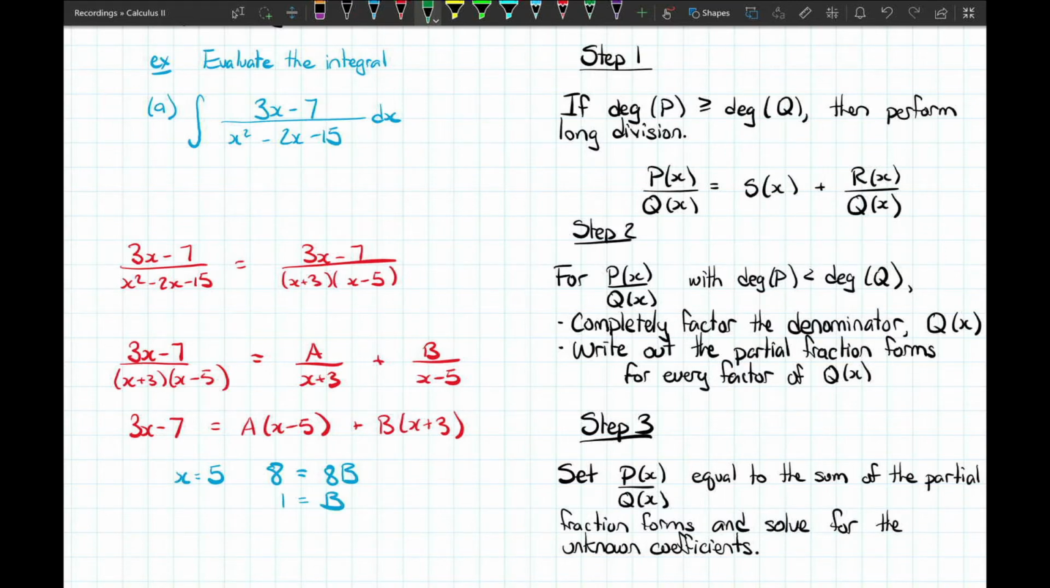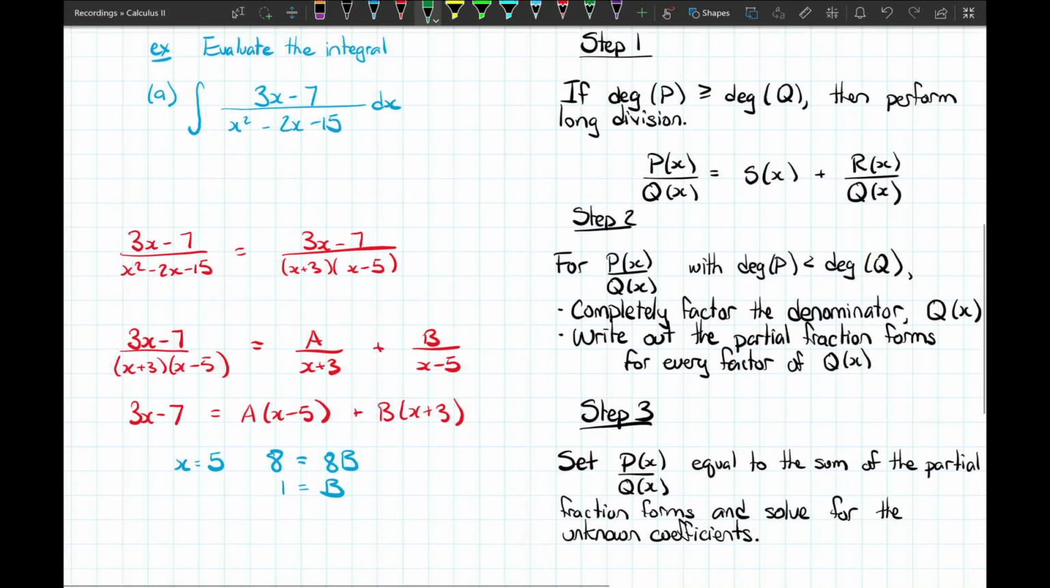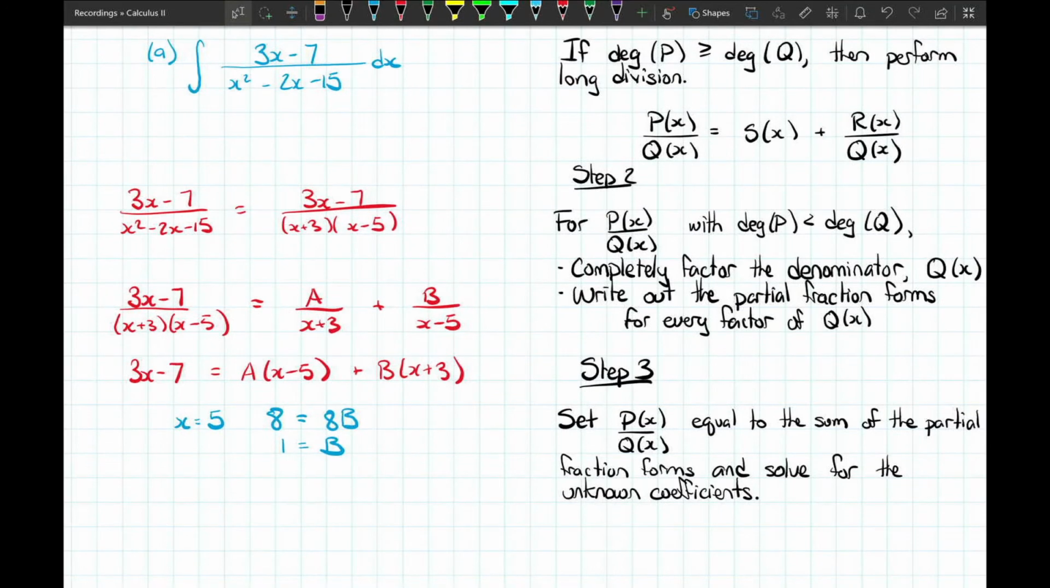That one equation allows us to solve for one variable, but we need a second equation to solve for our second variable. To get the coefficient a, let's choose x equal to negative 3. Plugging that into the left-hand side, 3 times negative 3 minus 7 is negative 16. On the right-hand side, we'll have a times (negative 3 minus 5), and that is negative 8a. That tells us a is equal to 2, because our term with b times (x plus 3) becomes 0. So it's nice and easy to solve for a.